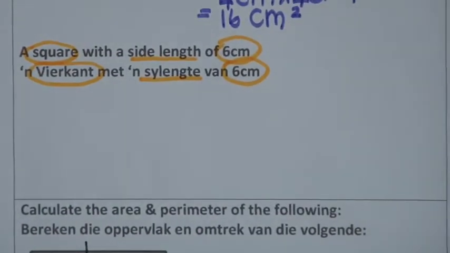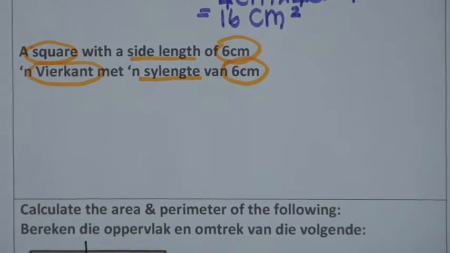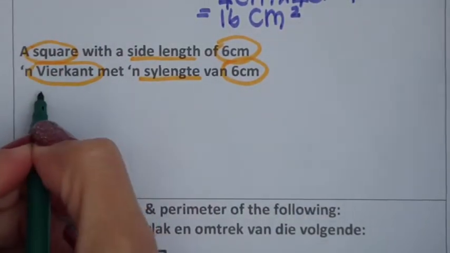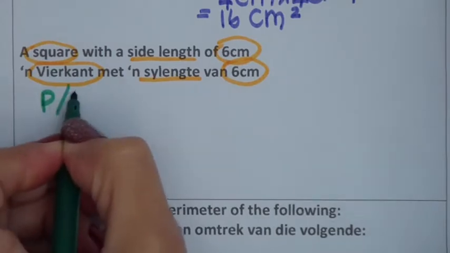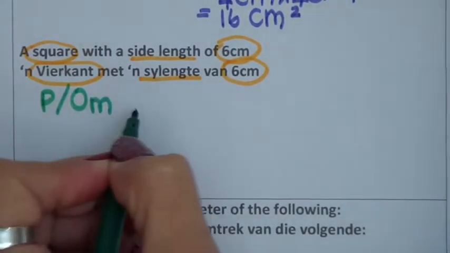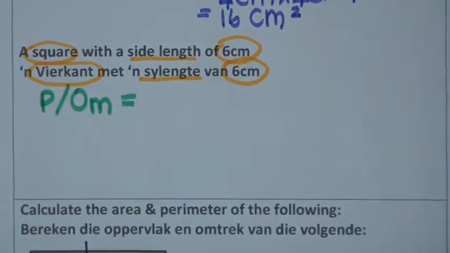Okay, julle, nou kom ons loer gou. Die omtrek, the perimeter. When we talk about perimeter, we talk about the outside. Ons dink buiteom die vierkant. So we start, we say P, perimeter, of OM vir omtrek. Dit is gelyk aan, wat is die formule?